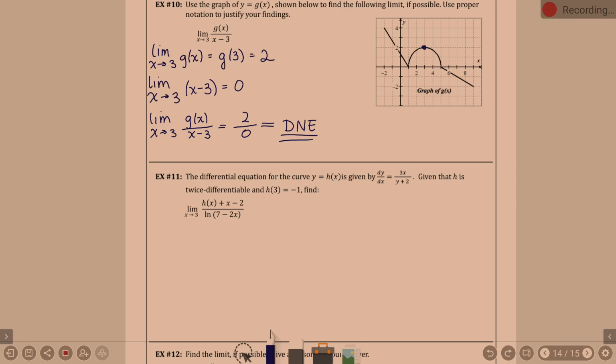The differential equation for the curve y equals h of x is given by dy dx equals 3x over y plus 2. Given that h is twice differentiable and h of 3 equals negative 1, find this. Okay, now, let's go ahead and check our top and bottom.